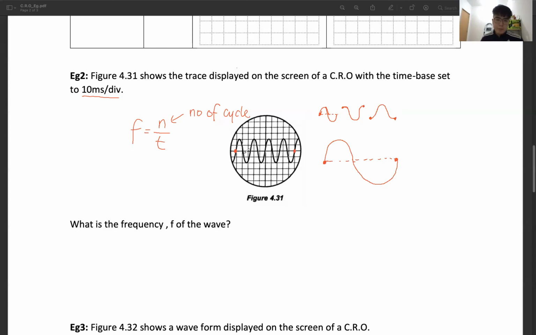Okay, so between these 2 points, how many cycles? 1, 2, 3, 4 cycles. N equals to 4. What is the time between these 2 points? How many boxes? 1, 2, 3, 4, 5, 6, 7, 8, 9, 10. 10 squares. One division is 10 milliseconds. So I times into 0.010 second.